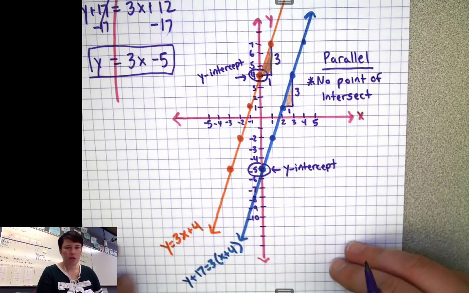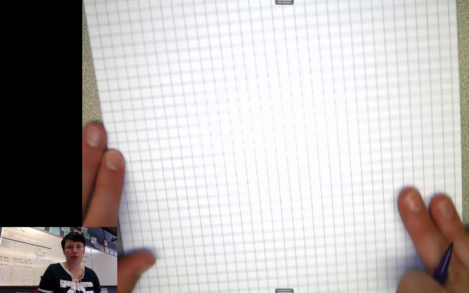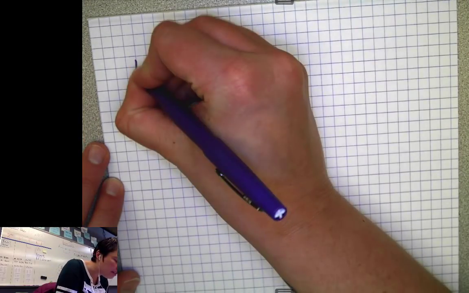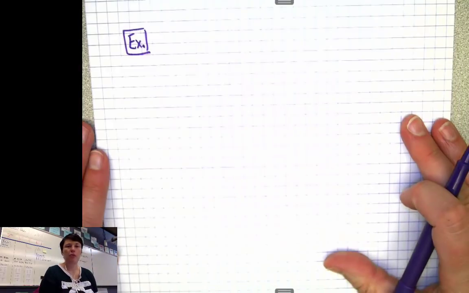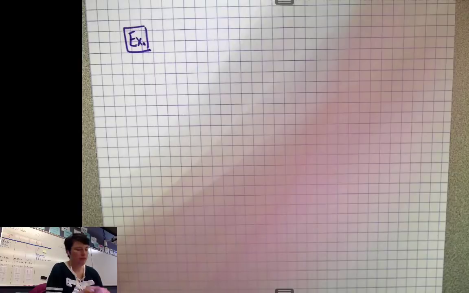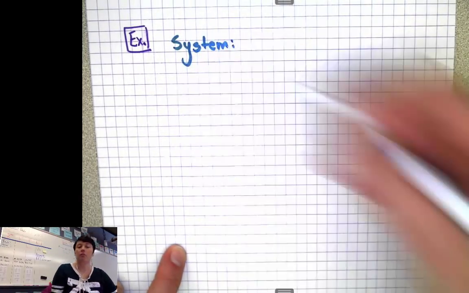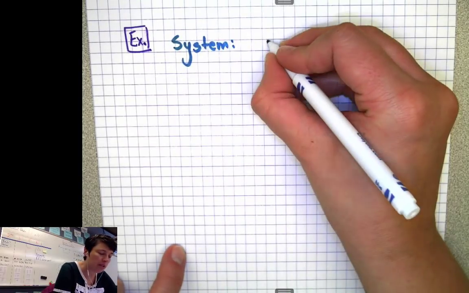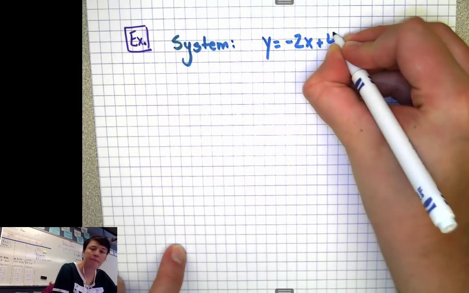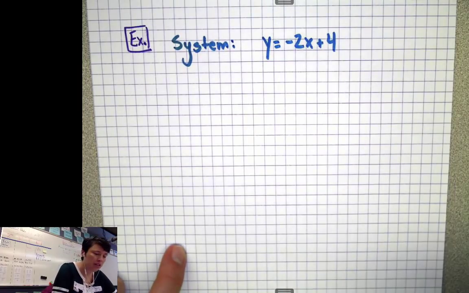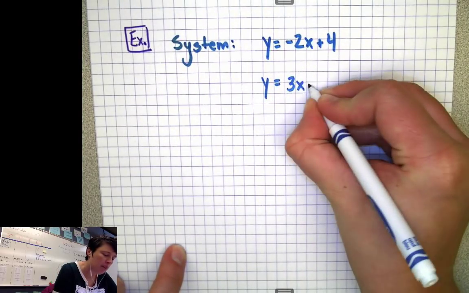So we're going to do one more example for this video. And we're going to look at ones that hopefully do intersect. So our next example, which I'm going to put right here, is we're going to graph one more system. And for this system, which I'm going to write system, we're going to put two lines on the graph that look a little bit different. The first one is going to be y equals negative 2x plus 4. The second one is going to be y equals 3x minus 5.